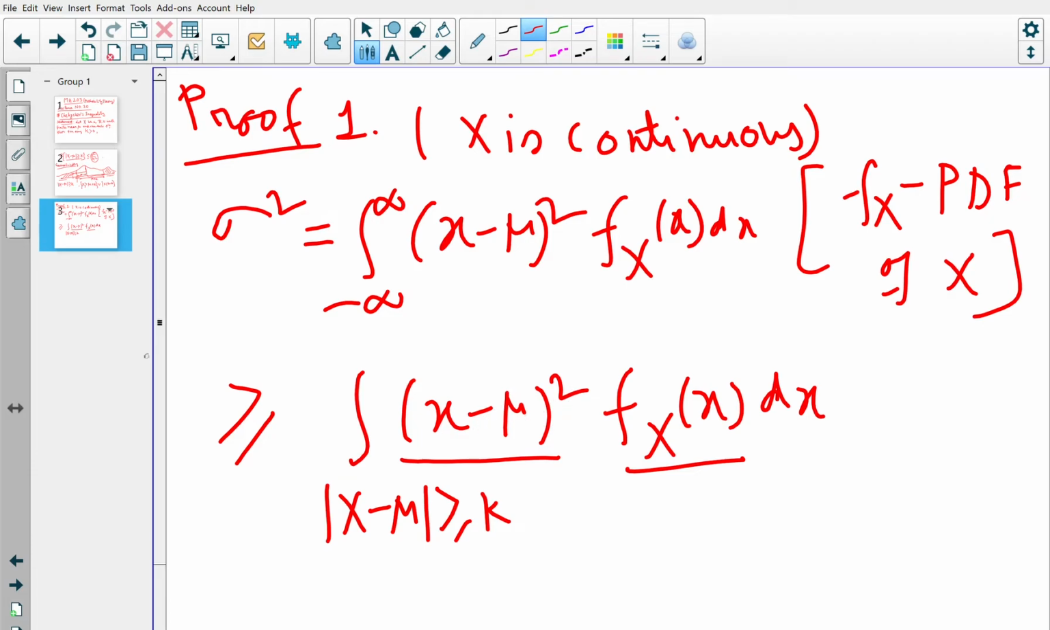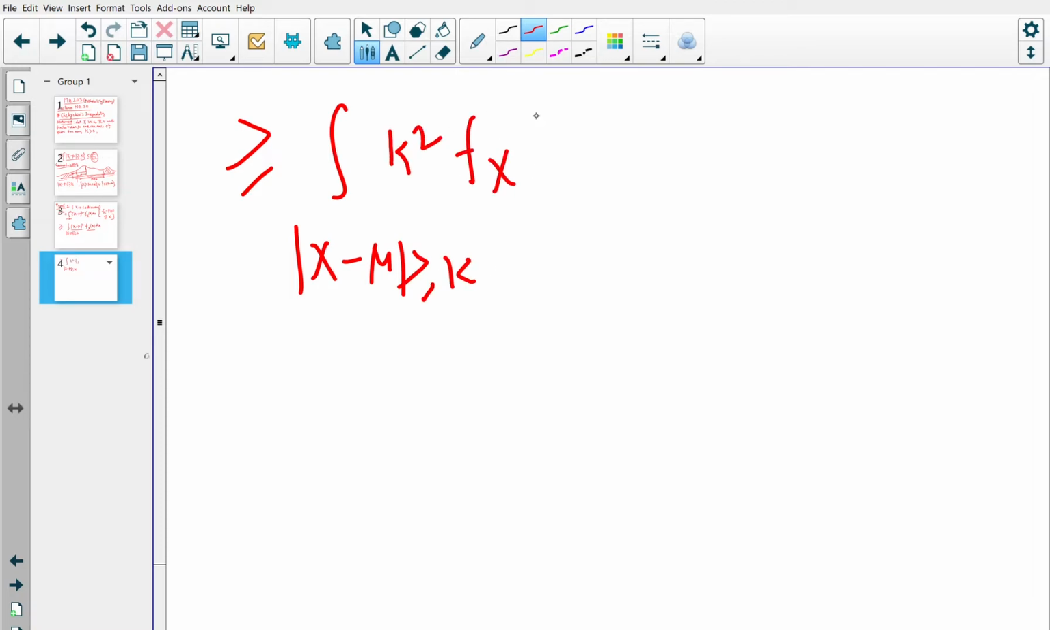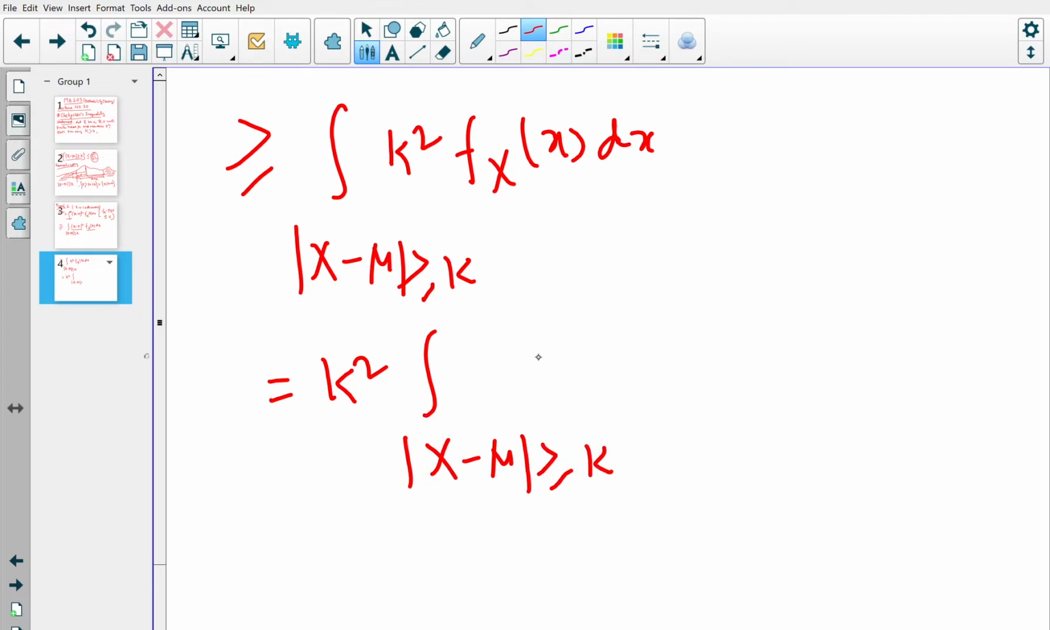So we can also write down one more step here. Okay, so next page, we can write down that the quantity, integral over mod of x minus mu greater than or equal to k, of k squared times f of x dx. And k is a constant, so you can take it out. This quantity is nothing but k squared times the integral over mod of x minus mu greater than or equal to k of f of x dx, right?